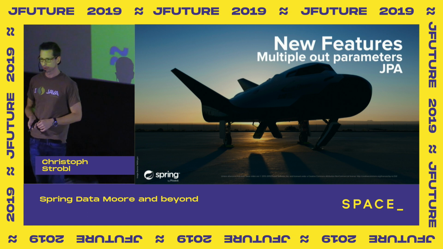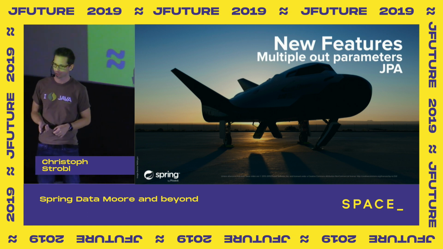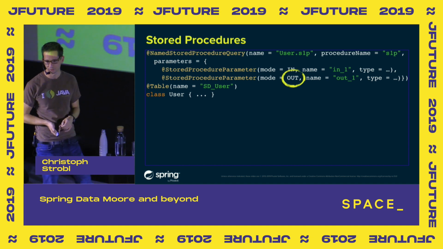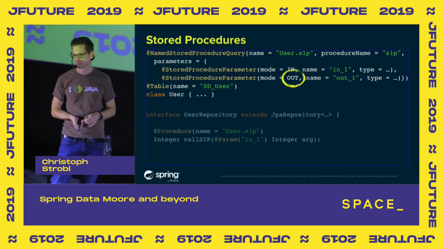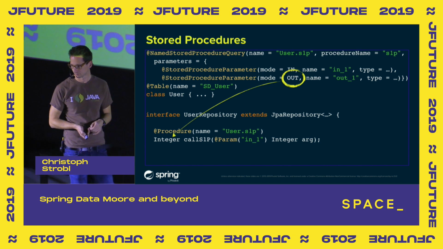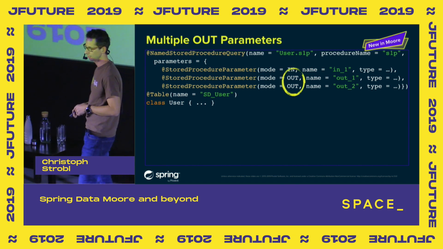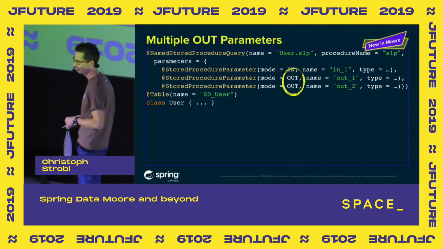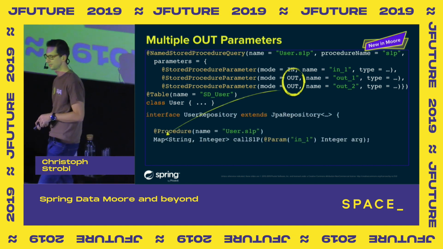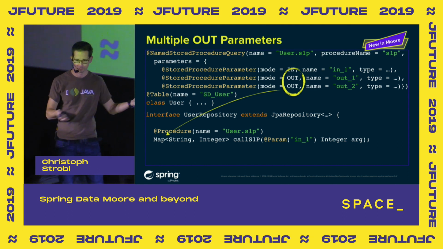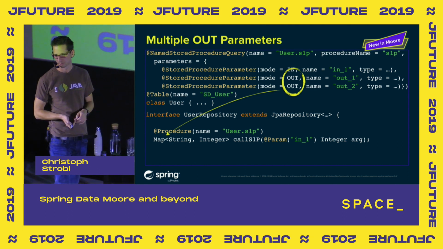For JPA, we got multiple output parameters. You could have stored procedures already with a single out parameter defined for JPA. With Moore, in this case, we allow multiple output parameters, and those are then put into a map that you can define as a return type.